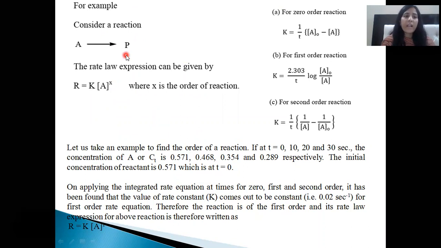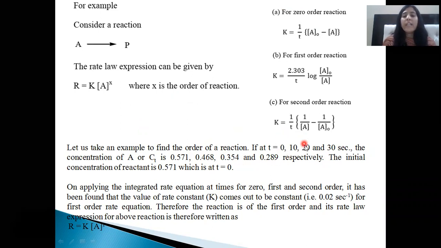Here we consider a reaction where A gives product P. At the start of the reaction, when time is equal to 0, suppose its concentration is 0.571. At 10 seconds, its concentration becomes 0.468. At 20 seconds, suppose the reactant concentration becomes 0.354 and at 30 seconds, suppose its concentration becomes 0.289.